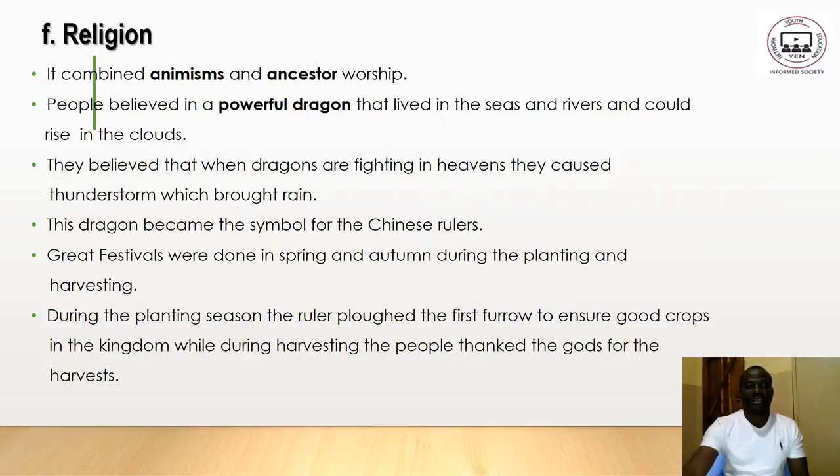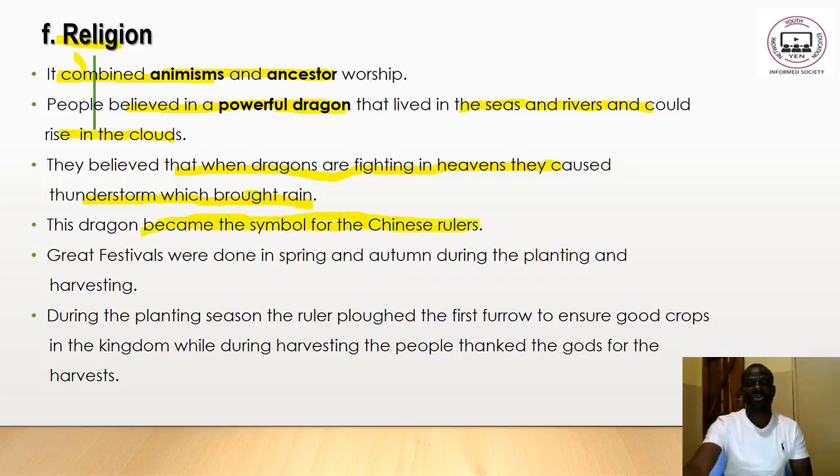Another thing that we have to look at about the Shang dynasty is the religion. The religion combined animism as well as ancestor worship. People believed in a powerful dragon that lived in the seas and rivers and could rise up into the clouds. They believed that when the dragons were fighting in the heavens, they caused the thunderstorms, which brought rain. So the dragon became the symbol of the Chinese rulers.